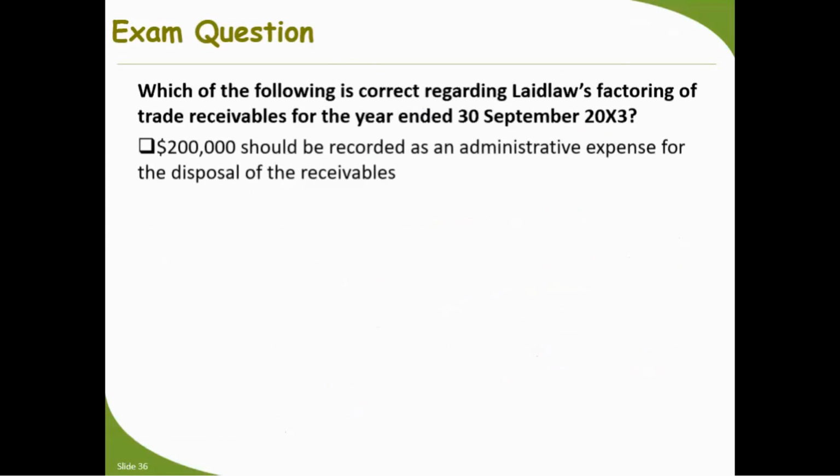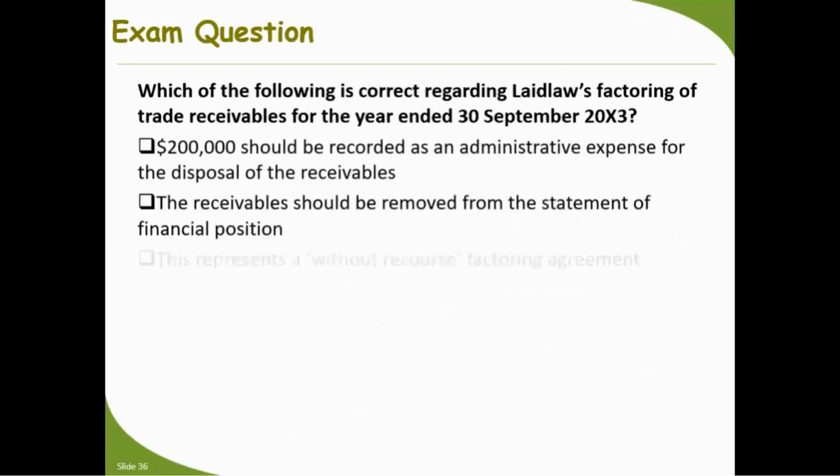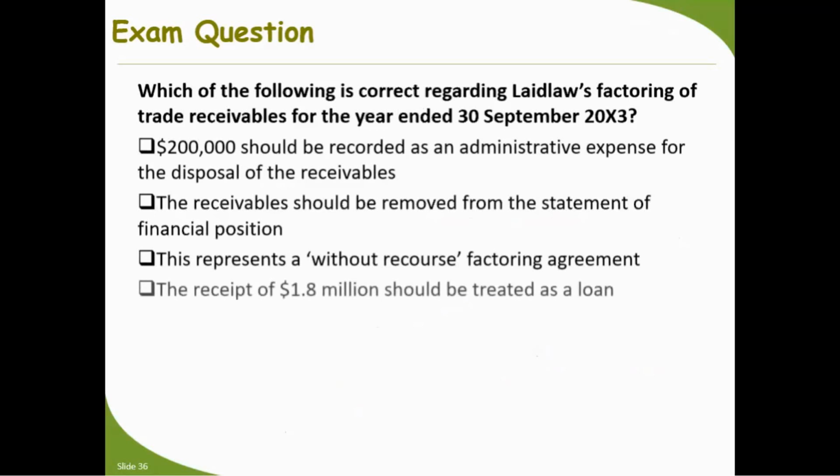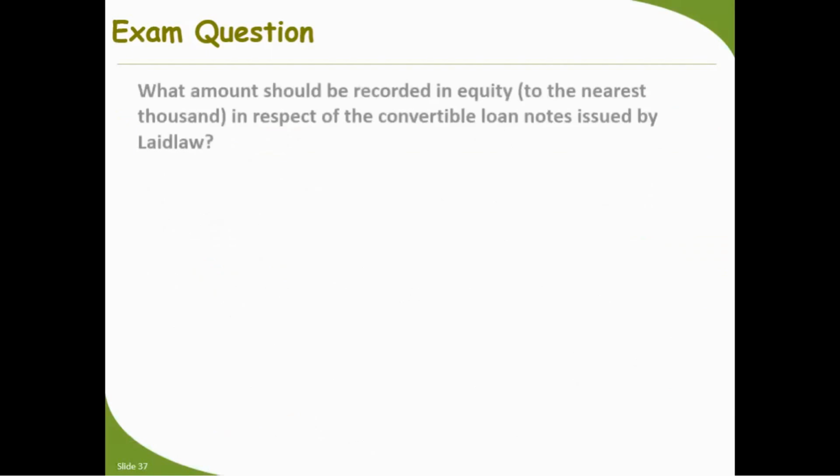Which of the following is correct regarding Laidlaw's factoring of trade receivables for the year ended 30th September 2003? The receipt of 1.8 million should be treated as a loan. Yes, we have already established, so our answer is D. It is our loan.